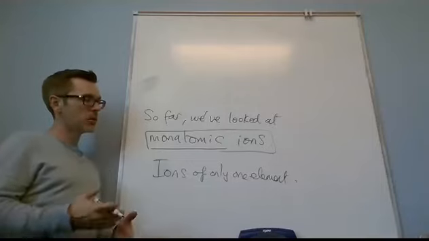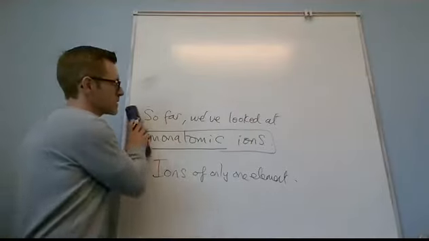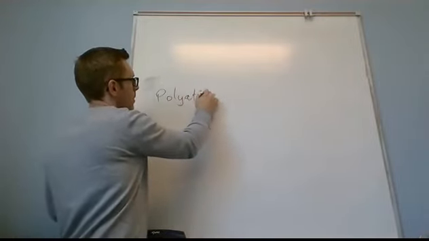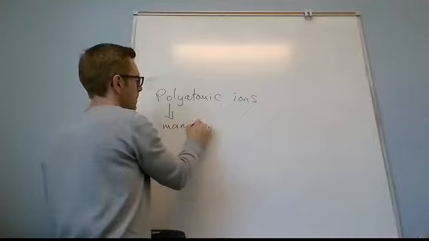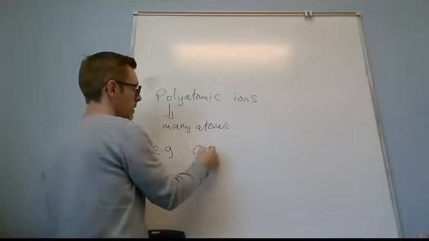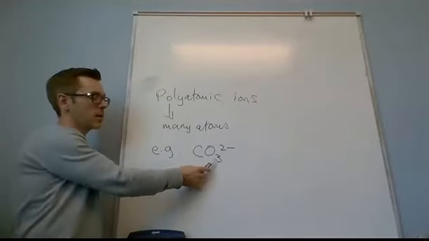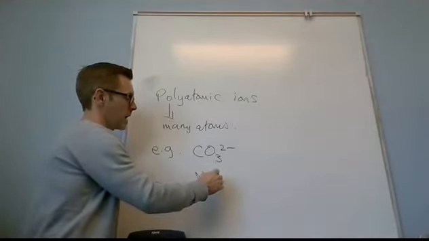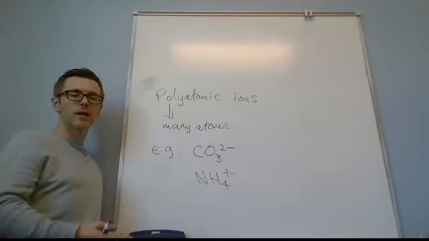But we next need to look at polyatomic ions. So polyatomic ions are ions consisting of many atoms. Polyatomic means many atoms, e.g., carbonate. Here you've got 4 atoms, a carbon and 3 oxygens, and the whole thing has a -2 charge. We could have NH4 plus. That's 5 atoms, 1 nitrogen, 4 hydrogen, and the whole thing has a positive charge.